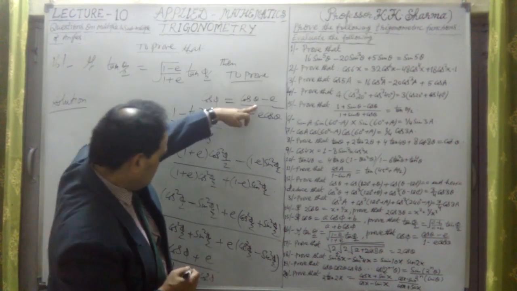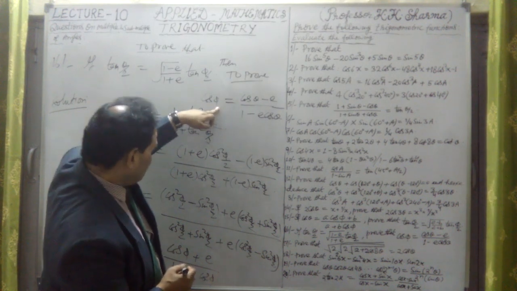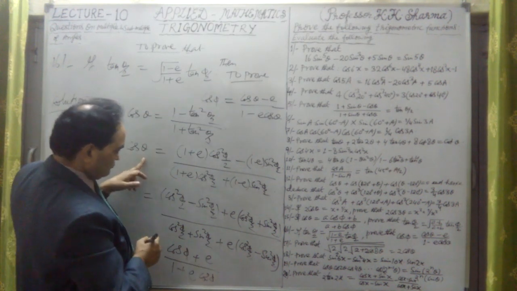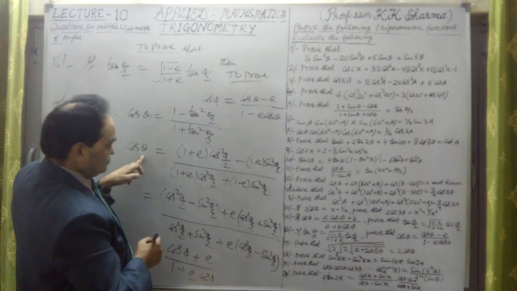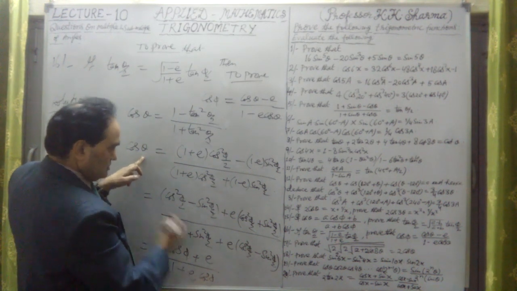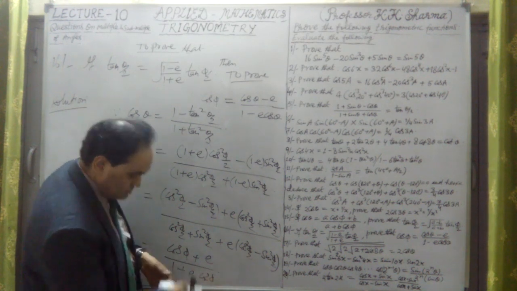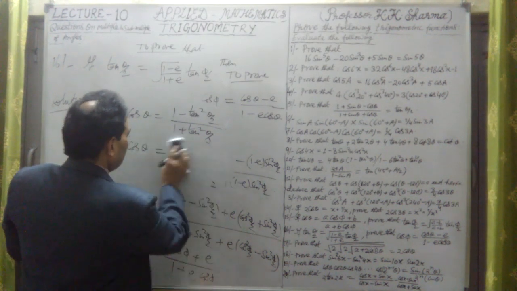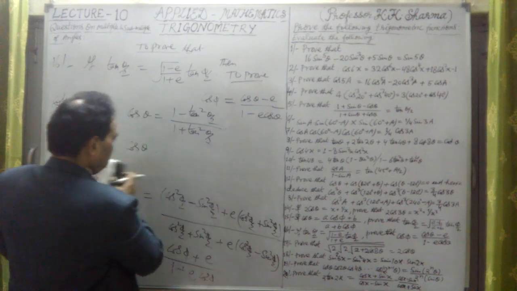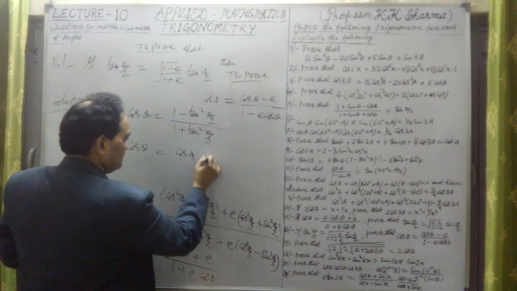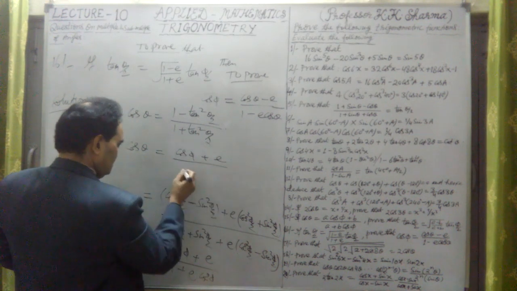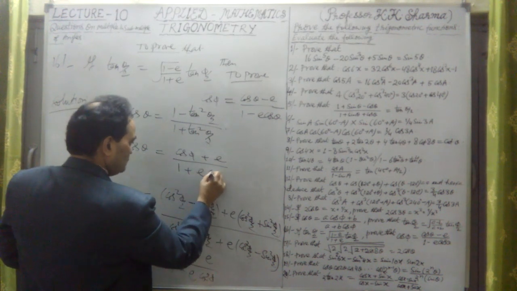It is the same thing. Cos phi, now we have to multiply, but in terms of theta we have to take. Then we will change this. Let me write here. So it has come out as cos phi plus e divided by 1 plus e cos phi.